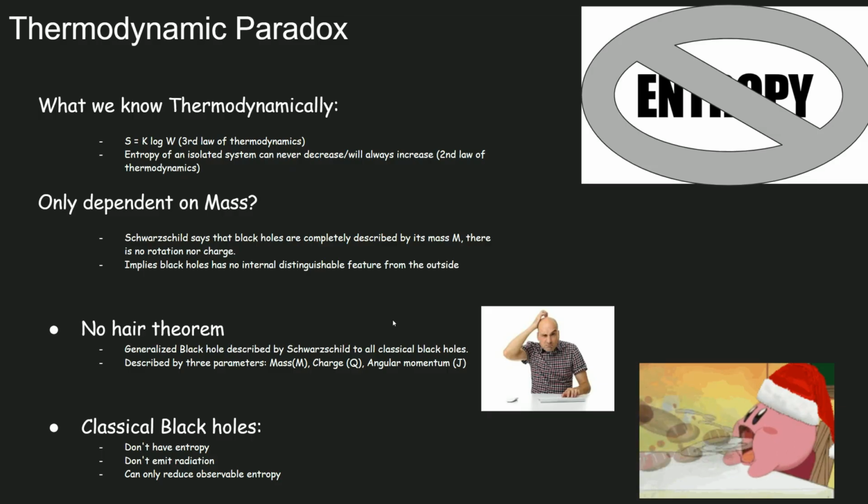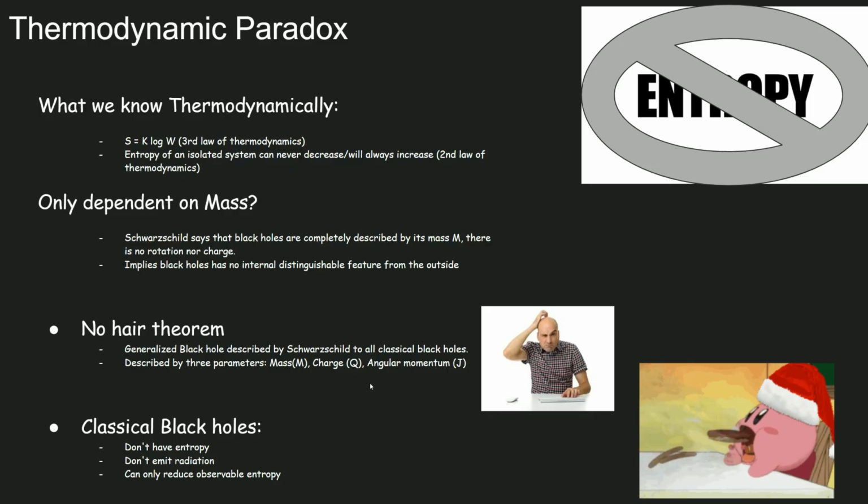We are also aware that the entropy of an isolated system can never decrease, or will always increase, the second law of thermodynamics. What's weird about black holes only being described by their mass is that there's no rotation or charge, implying that black holes have no internal distinguishable features from the outside. This, followed by the no-hair theorem, which is inspired by the Schwarzschild solution, states that once a black hole forms, its entire description is given by three external parameters: the mass, the charge, and the angular momentum. All other information is lost to the external observer.